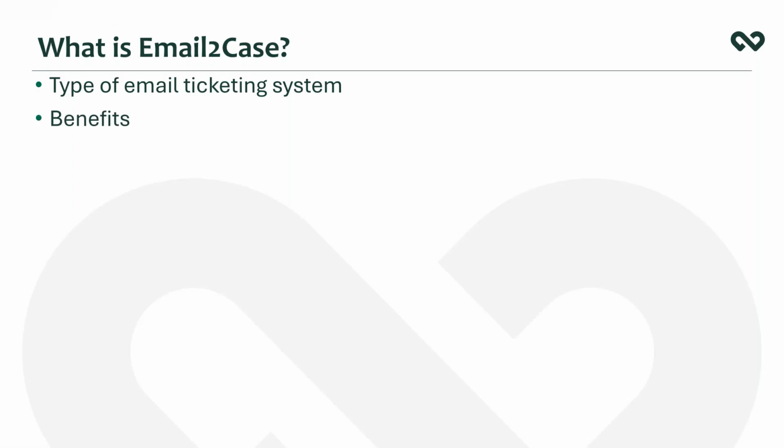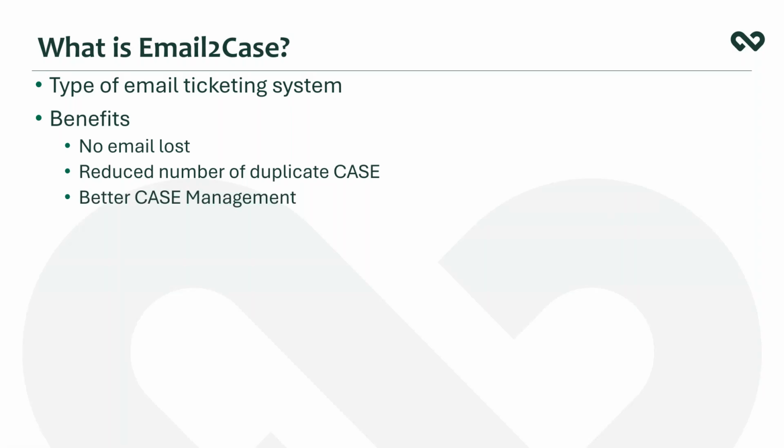So there are a lot of benefits to using a ticketing system as such. Some of them are you can ensure that no email or query coming in is lost. It also reduces the number of duplicate tickets or cases created as compared to when done manually. It also allows for better case management as you have visibility over the issue, the priority, the progress, and finally the resolution that has been provided.